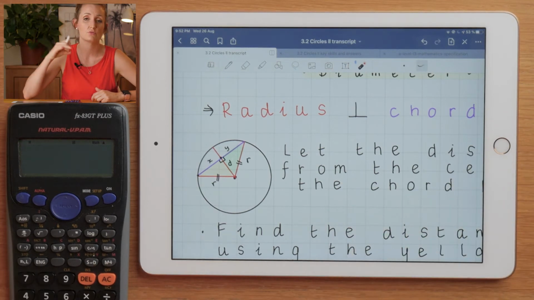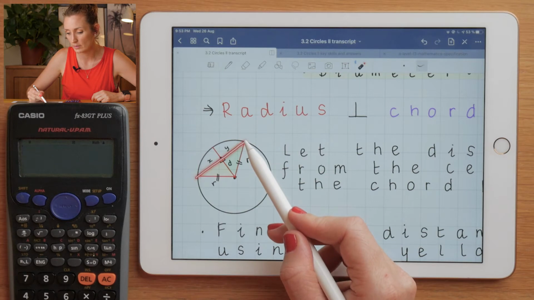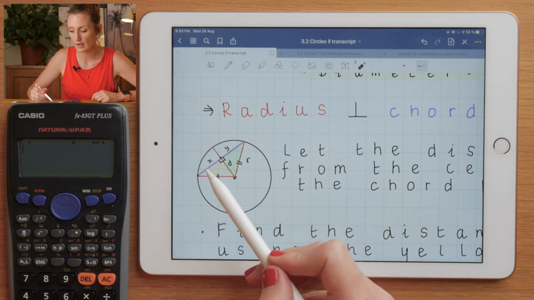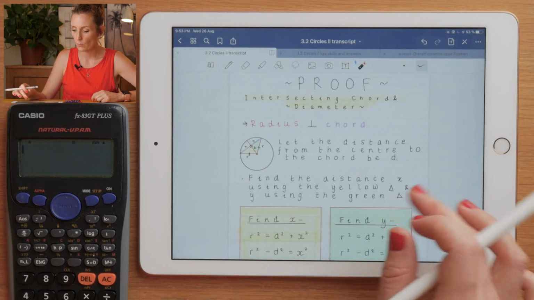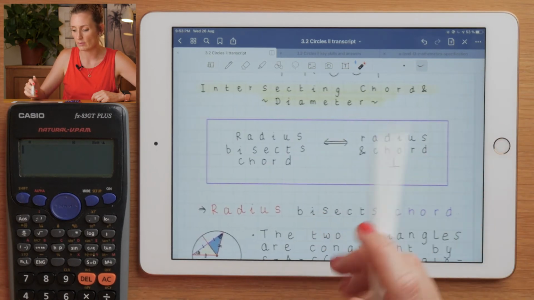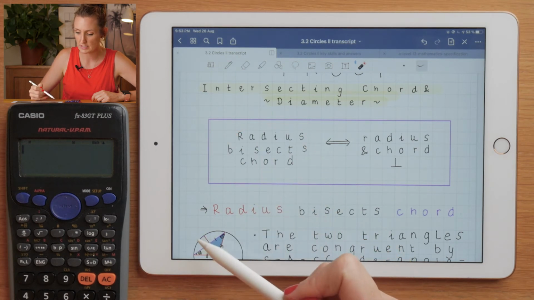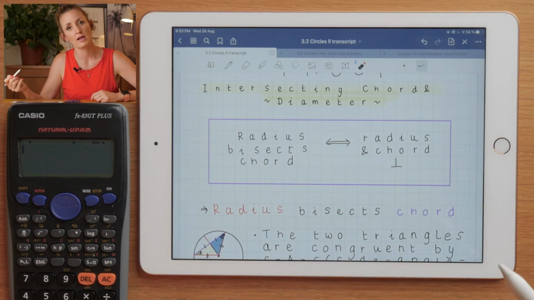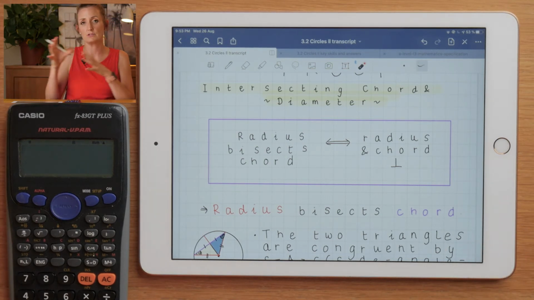We assume that there's a right angle and we prove that the chord is bisected, the chord is cut in half, or that this length is the same as that length. Now, we're going to do the proof the other way around. We're going to prove that if the chord is bisected, so it's cut in half, there must be a right angle. So you can go both ways. You prove bisected implies right angle and right angle implies bisected.